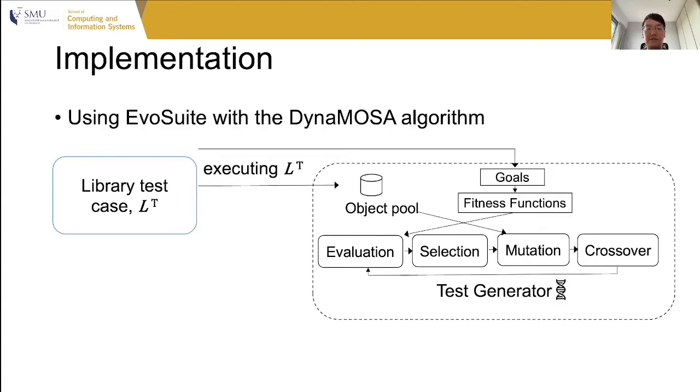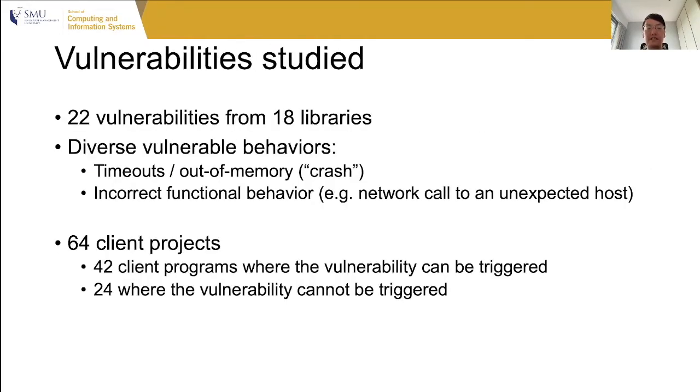Transfer is built on the infrastructure of EvoSuite using the DynaMOSA algorithm. In our experiments, we studied 22 vulnerabilities from 18 libraries. The vulnerabilities exhibit diverse behaviors, ranging from crash-like behaviors such as timeouts or out-of-memory errors, to incorrect functional behaviors such as network calls to an unexpected host. We studied 64 client programs using the 18 libraries. For 42 client programs, the vulnerability can be triggered. For the other 24 client programs, the vulnerability cannot be triggered.